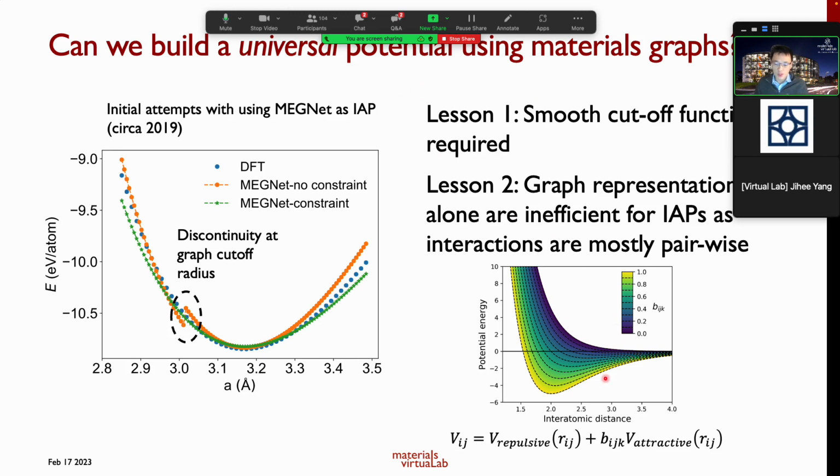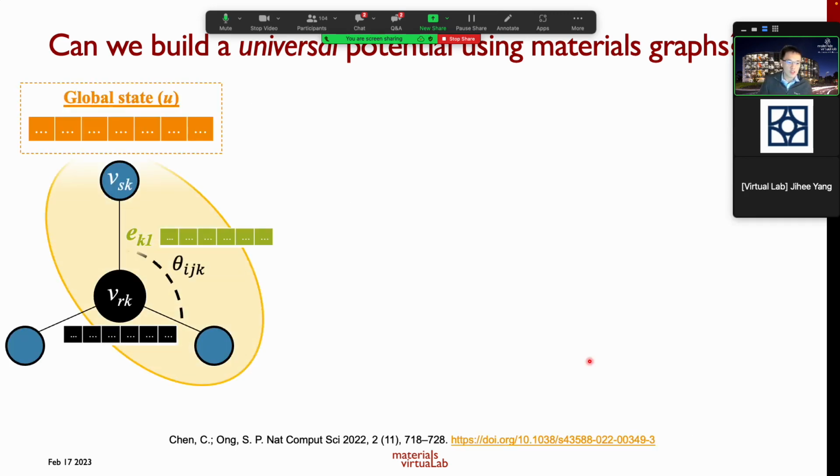So what we did was that we took some inspiration from the traditional interatomic potentials, like the Tersoff potentials, where essentially you augment the materials graph with some form of n-body interaction, okay? So this is basically what we did.